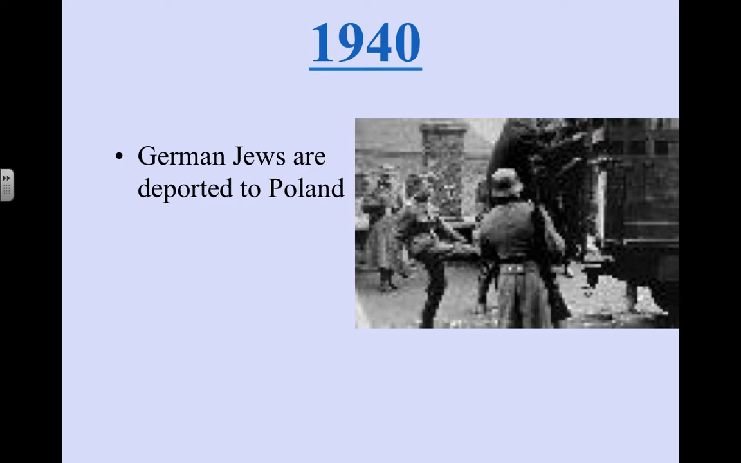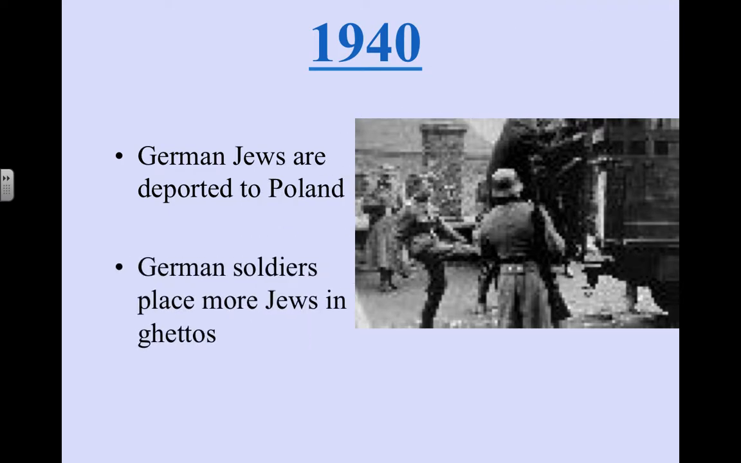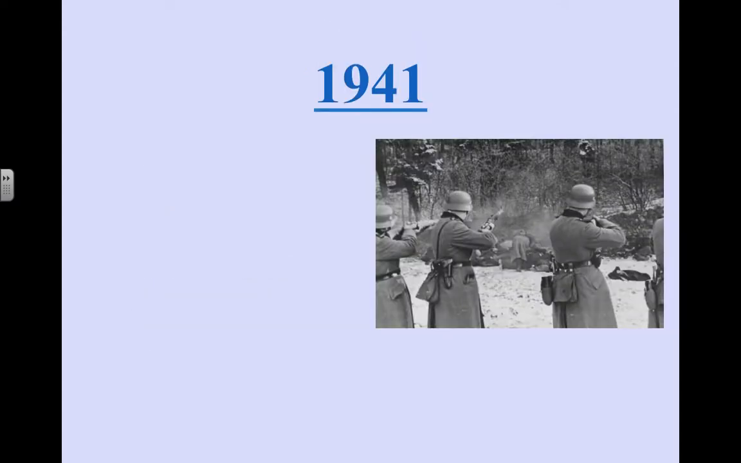In 1940, German Jews are deported to Poland. German soldiers place more Jews in ghettos. Ghettos are a town or a little area where Jews were segregated to. They were put in a certain area of the city that the Nazis patrolled.